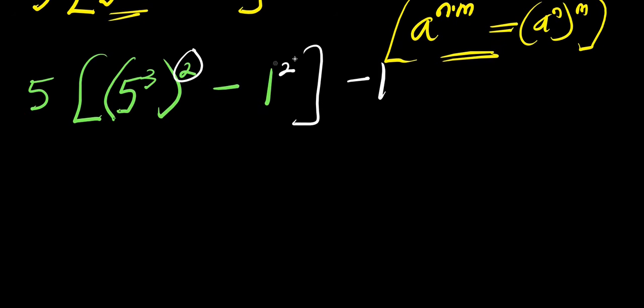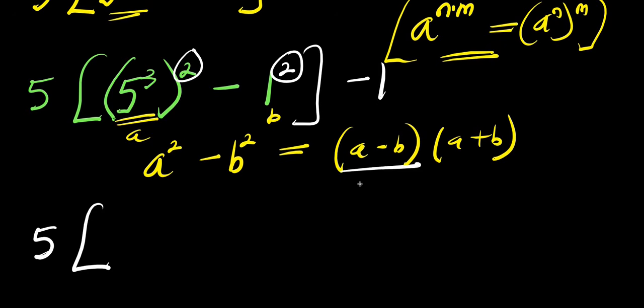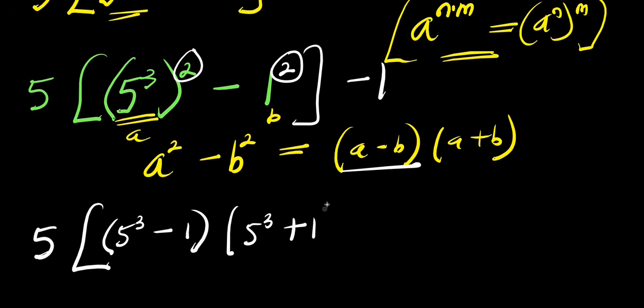The reason I'm doing this is so that I can make use of difference of 2 squares, because if you have a power 2 minus b power 2, this equals a minus b times a plus b. So in this case, the 5 power 3 here acts as our a, and the 1 acts as our b. So this will simply give us 5 times a minus b, as 5 power 3 minus 1, times the same thing again, 5 to the power of 3 plus 1, and this is minus 1.